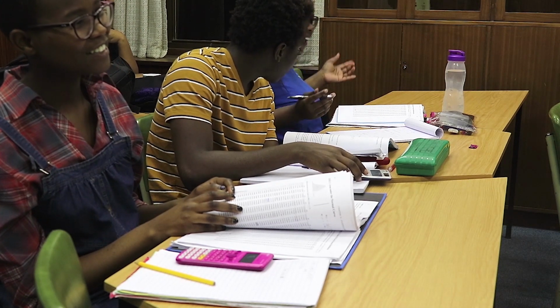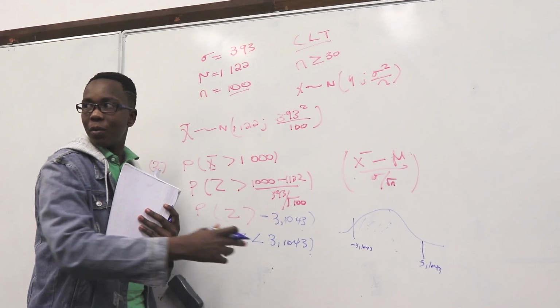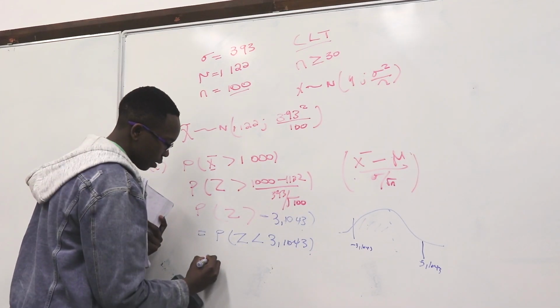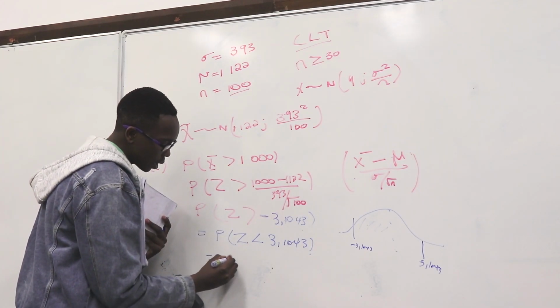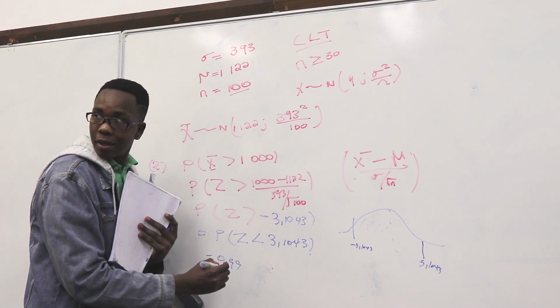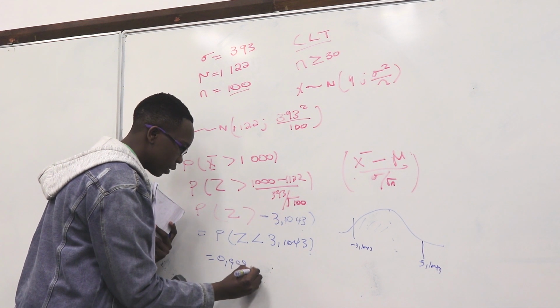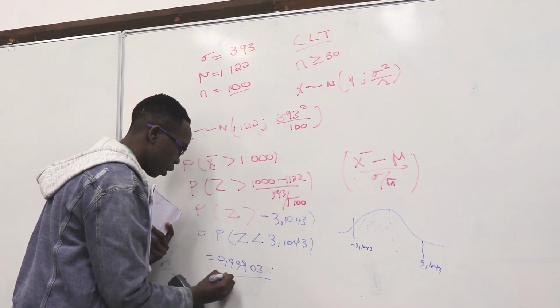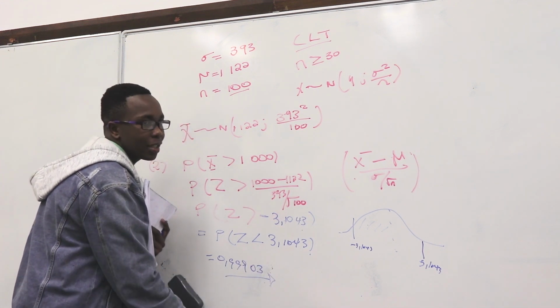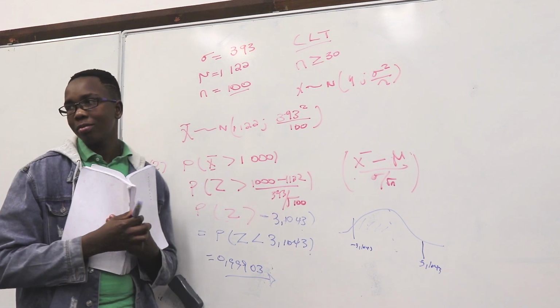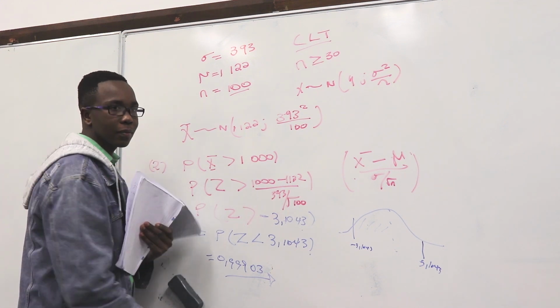0.999. Okay guys, just look for 3.10, because our table works with two decimals. Then 0.03. So basically, that's our answer, 0.999.